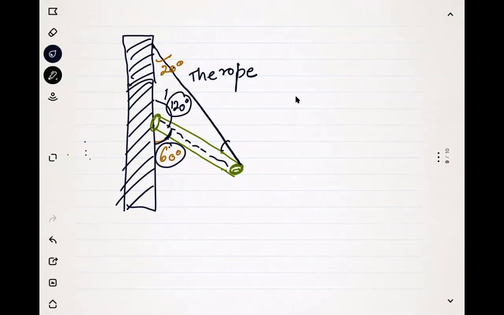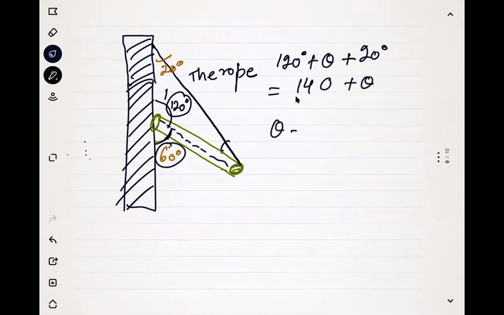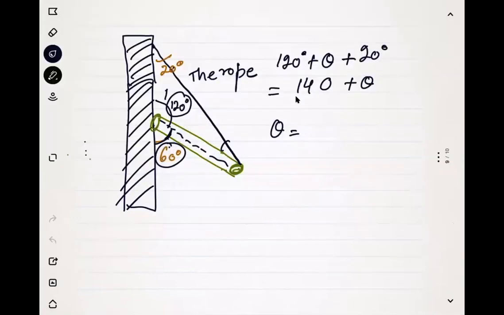Now in the triangle, you have three angles, 120 and 20 and some angle which is missing. So now you see, if you add all the angles, saying this is theta, then 120 plus theta plus 20 is equal to 140 plus theta. So theta would be equal to 40 degrees.